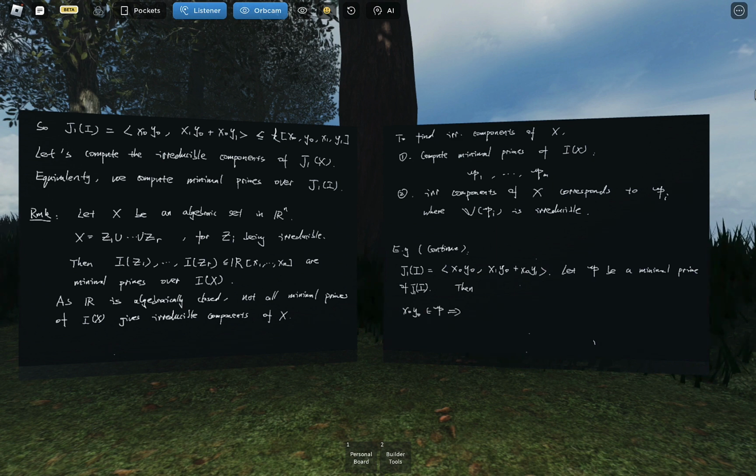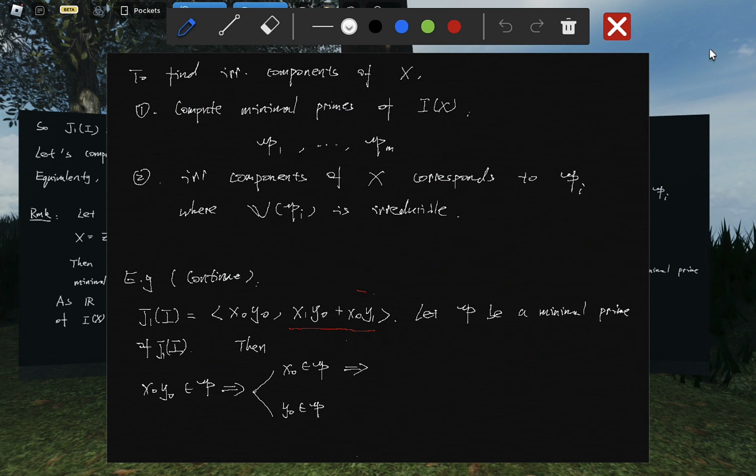If it contains this product as a prime ideal, we know there are two possibilities. Either x0 is in the prime ideal or y0 is in the prime ideal. Let's look at the first case. If x0 is in the prime ideal, then from this generator, we know that x0 y0 is in P. And this sum being in P tells us that x1 y0 is in P as well.